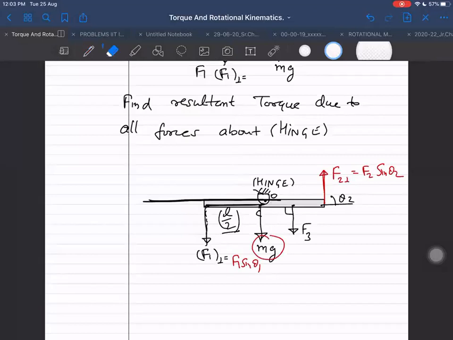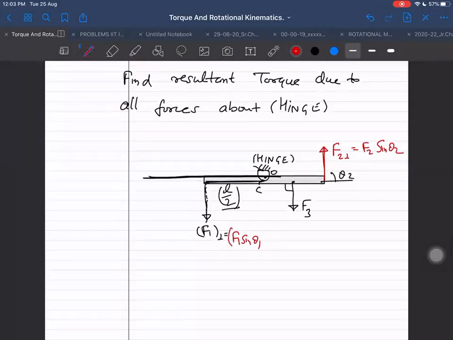What about mg? mg plays no role again because it is passing through the point of contact, the hinge. Passing through the hinge, it produces no torque, so it does not play any role. Then we are left with these two forces only, and it is so easy to find out the torque and see whether it is clockwise or anti-clockwise. This one is clockwise.